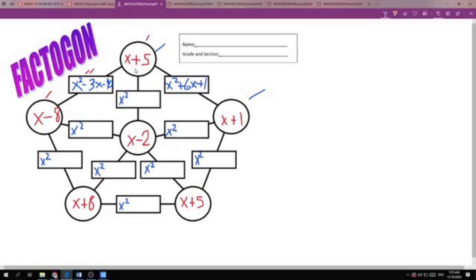Now, let's start over here. Positive 5x and negative 2x. You combine that, how much do you get?